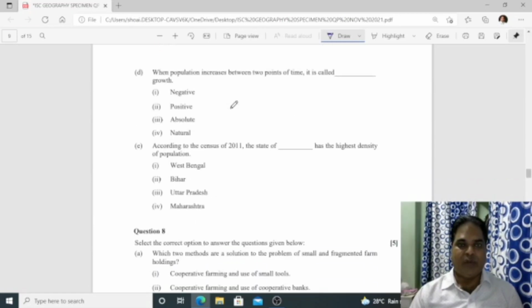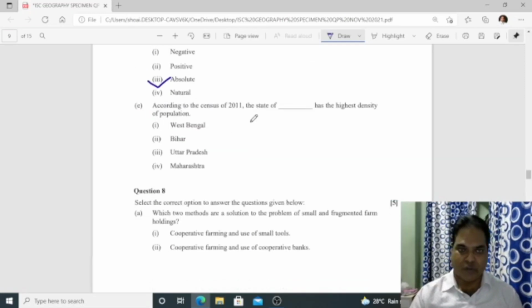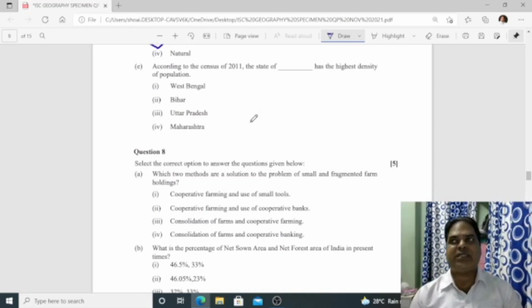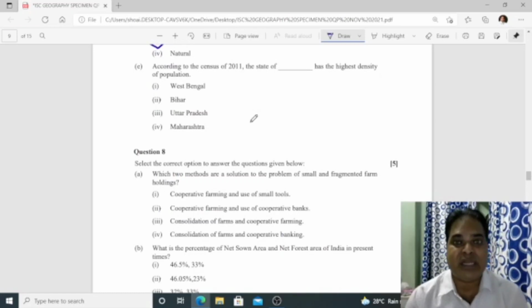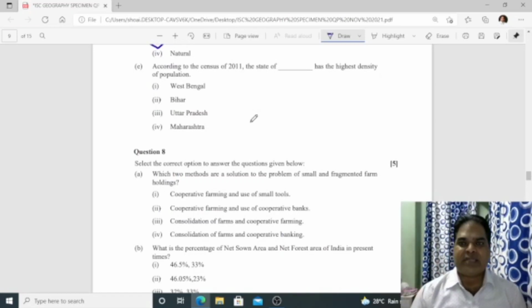Number D, when population increases between 2 points of time, it is called dash growth. It is called negative, positive. Okay, now number 3 is correct, absolute growth. Okay, according to census 2011, the state of dash has the highest density of population. So once again, number 2 is the correct one, Bihar.